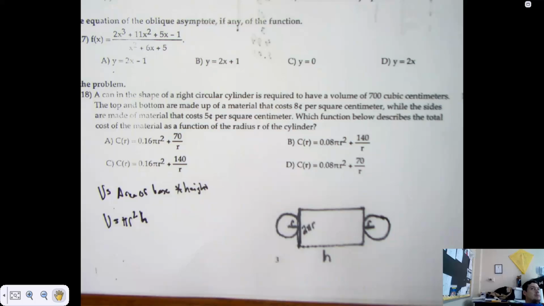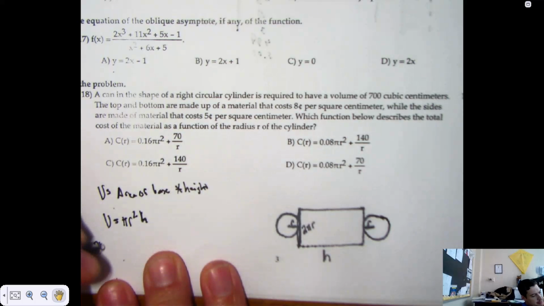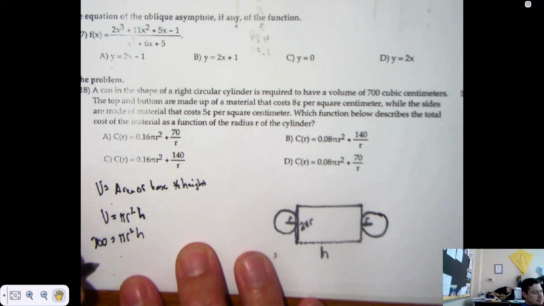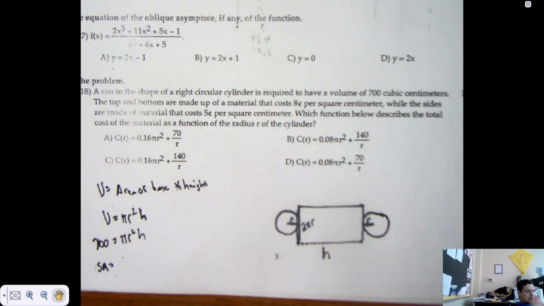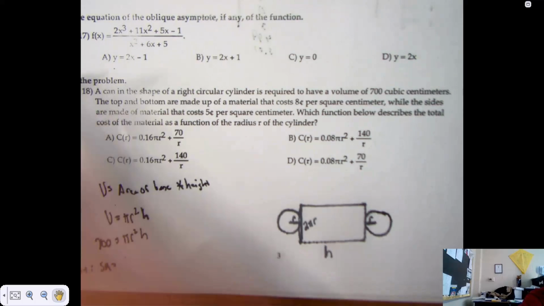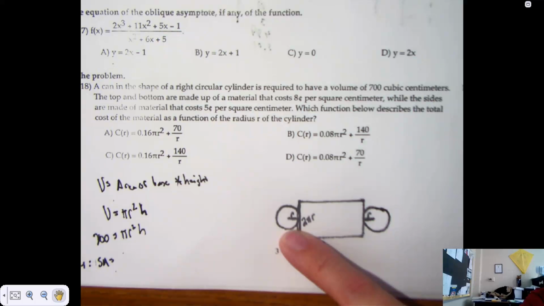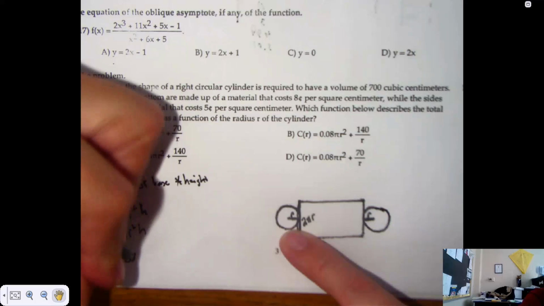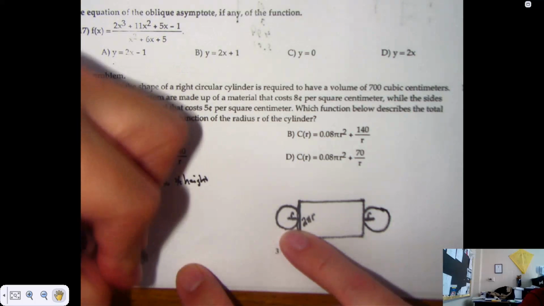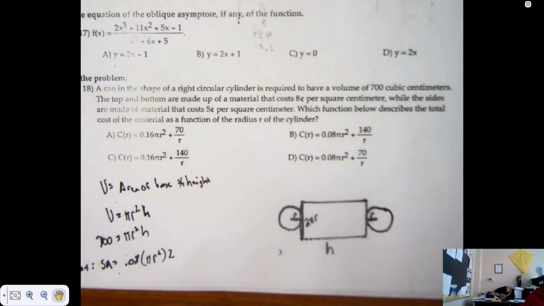Well, there's what we need. I know the volume is 700. When I start talking about the surface area of this thing, I'm actually going to have two different pieces here because of the material that it takes to make these things. Because it's also about cost, the cost of the surface area. The circles cost 8 cents per square centimeter, 0.08, and that's just area, pi r squared, and there's two of them.